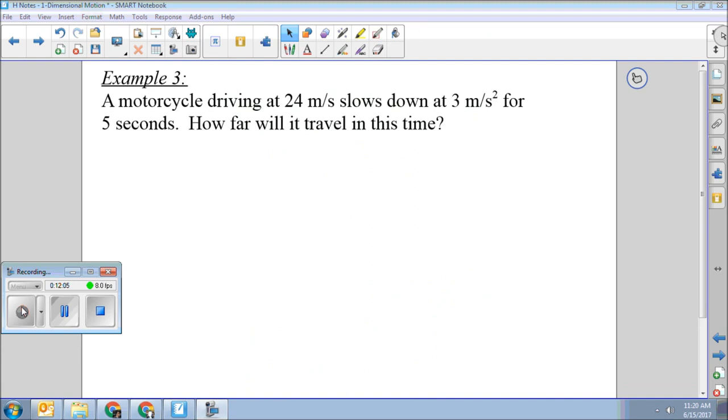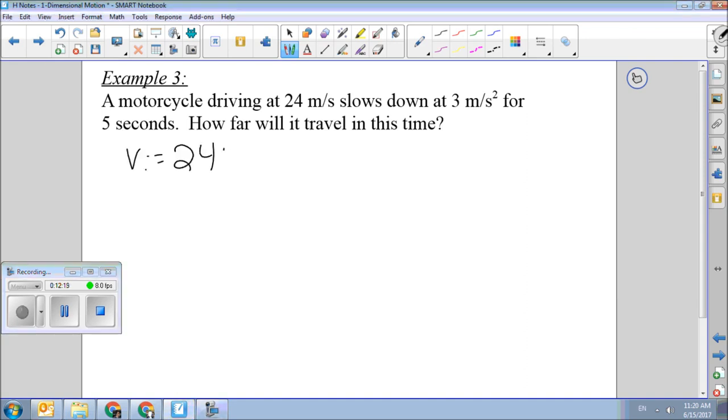All right, so let's try solving this one and kind of see if we can figure out which equation works best. All right, so a motorcycle driving at 24 meters a second slows down at 3 meters a second squared for 5 seconds. How far will it travel in this time? So let's write down what we know. We know that the starting velocity when we first see the motorcycle is 24 meters a second. We know the acceleration is 3 meters a second squared, and the time is 5 seconds. The question wants to know how far the motorcycle goes.